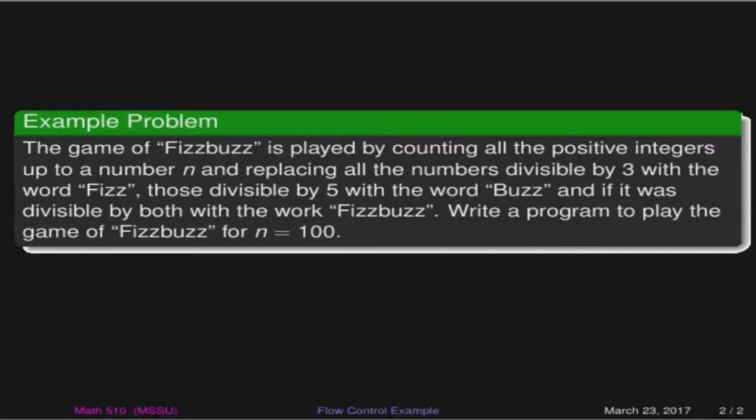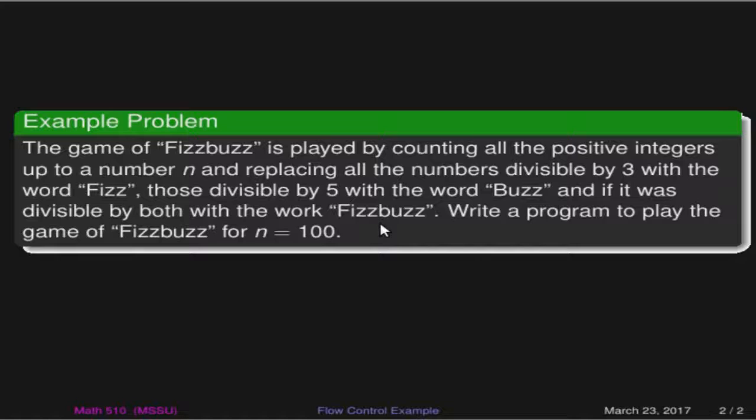Alright, so let's take a look at what the example problem is. The game of Fizzbuzz, if you are not familiar with it, really consists of listing all of the positive integers from 1 up to some number n, and we're going to put in the conditions that if a number is divisible by 3, then we're going to replace the number with the word fizz. And if the number is divisible by 5, we're going to replace it with the word buzz. Now, what happens if it's divisible by both the 3 and the 5? Then we write the name Fizzbuzz.